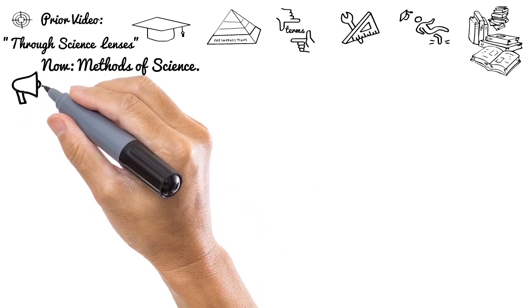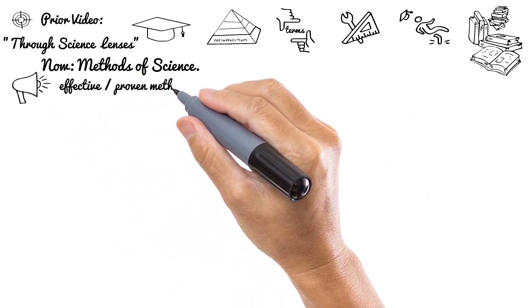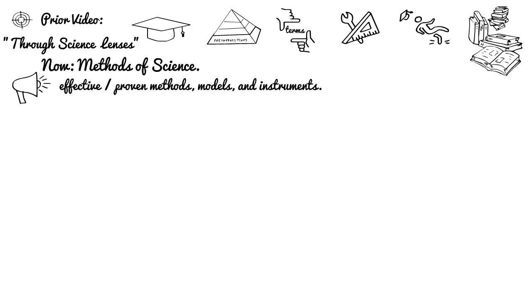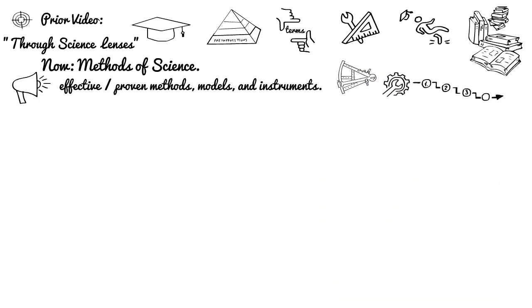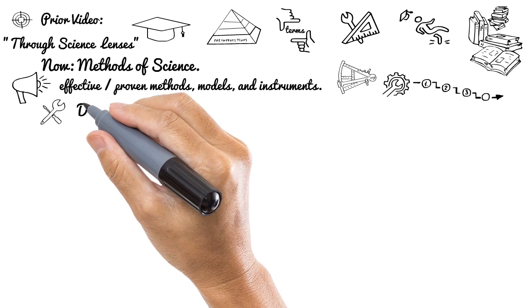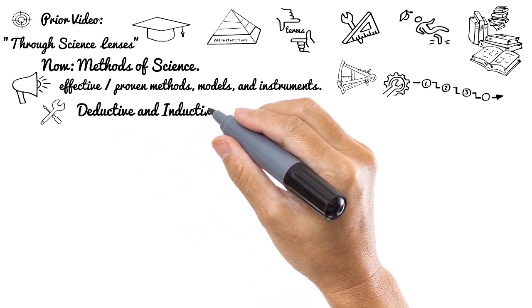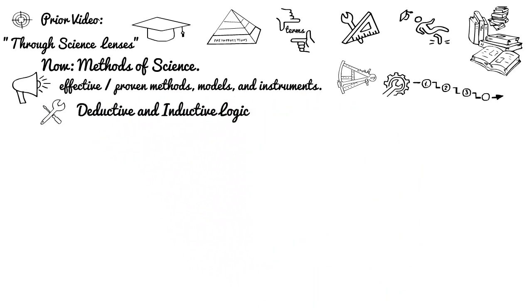It's very important to know and use certain effective and proven methods, models and instruments to achieve results. Science also uses several of them. Ready to learn, or maybe remind them? The first couple of methods are deduction and induction, or inductive and deductive logic.